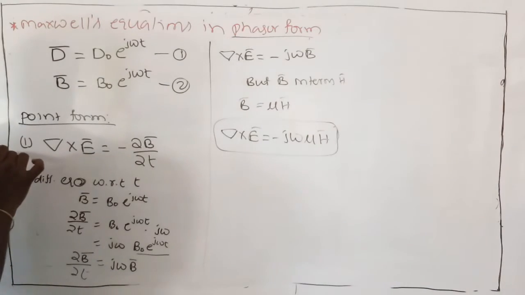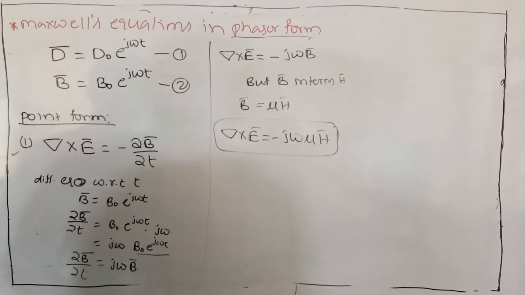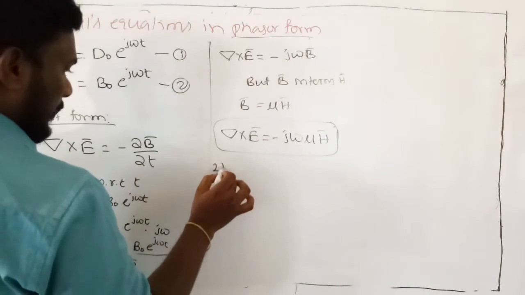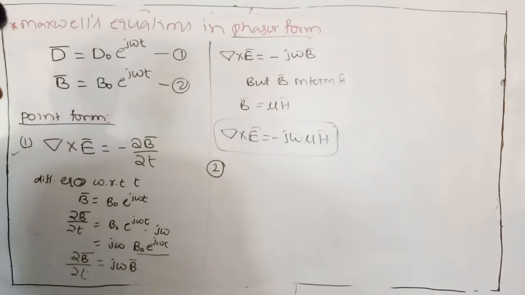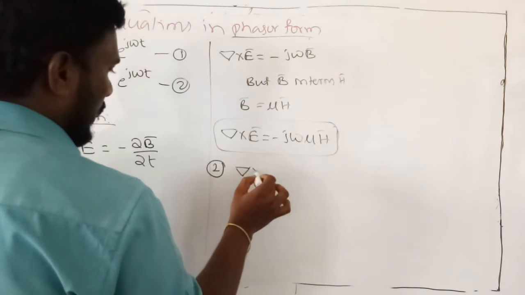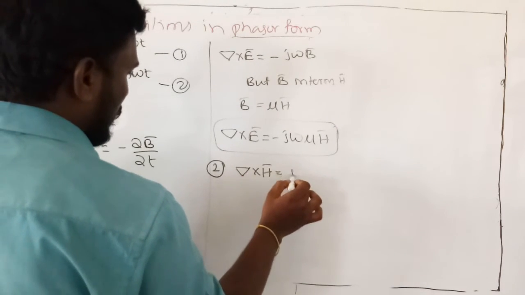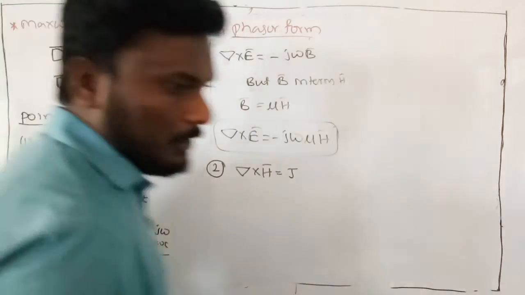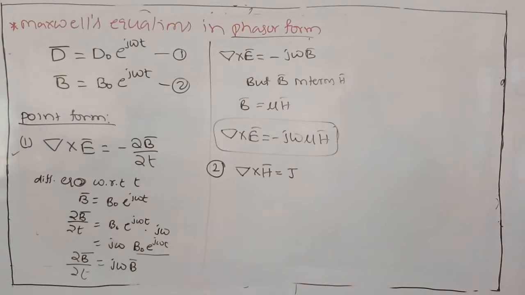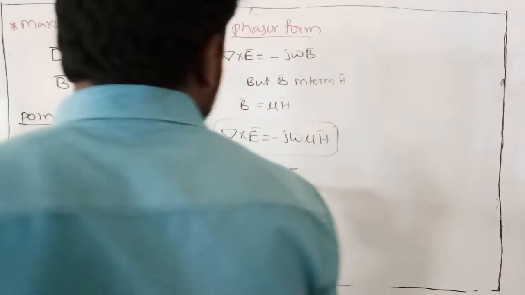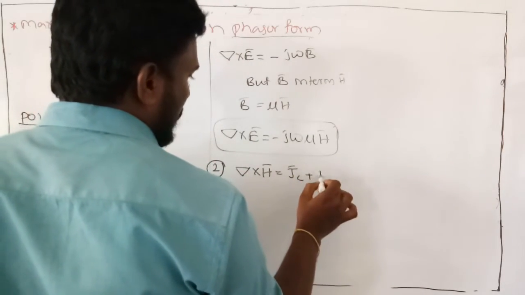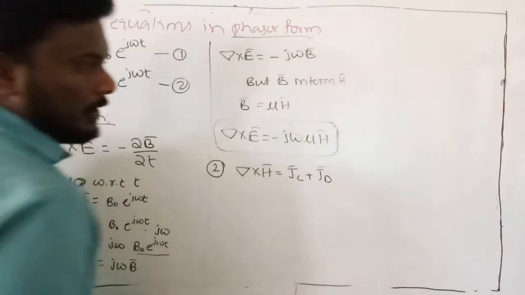Okay, this is the Maxwell's equation derived from Faraday's law. Similarly, Maxwell's equation derived from Ampere's circuital law. What is the expression? Del cross H bar is equal to J bar. What is J bar? J C bar plus J D bar, conduction current density plus displacement current density.